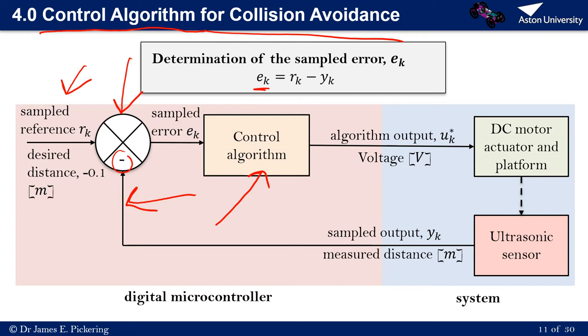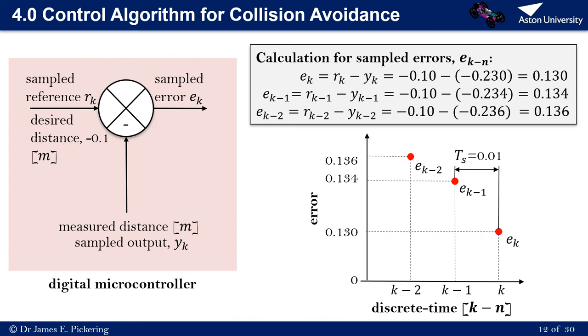The whole idea behind this is effectively having a reference, a measurement, and forming an error based on the difference between the two. So what we have here is some calculation for the sampled errors. What I've taken in here is just part of the previous diagram, including the measured distance, the sampled reference, and the sampled error. The calculation for the sampled error is the one you saw previously. It's going to be equal to minus 0.10, because the reference is always the same, take away the measured value, which, from the previous slide, is minus 0.230. This gives us a sampled error of 0.130, and you can see that here.